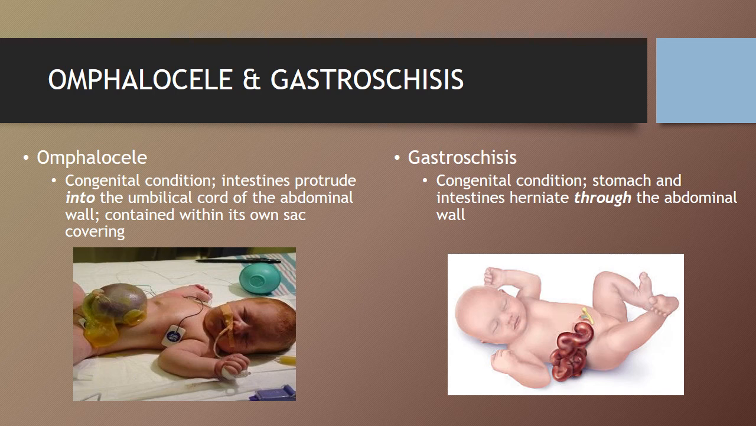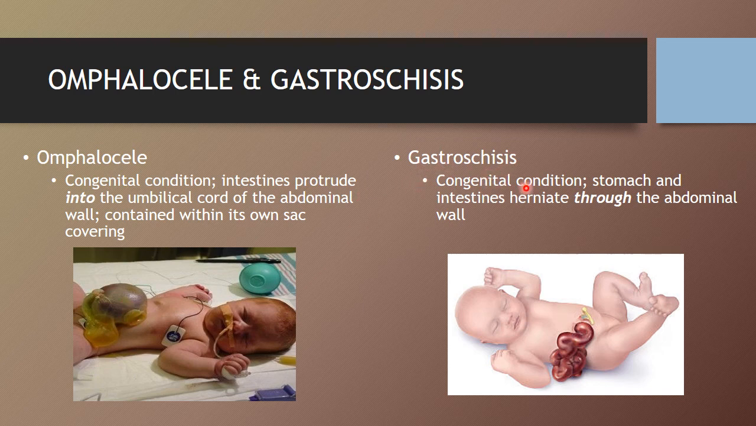An omphalocele is a congenital condition. Intestines protrude into the umbilical cord of the abdominal wall, and it's contained within its own sac covering. So imagine the umbilical cord going to the placenta. The intestines actually protrude into the umbilical cord, so that same covering that's on the umbilical cord is on this sac right here. It's like amnion, peritoneum, and Wharton's jelly inside this sac. So this is actually into the umbilical cord through the umbilicus.